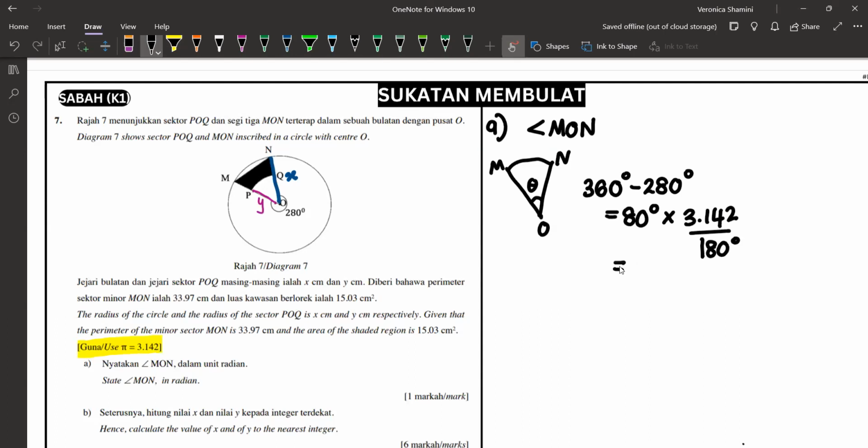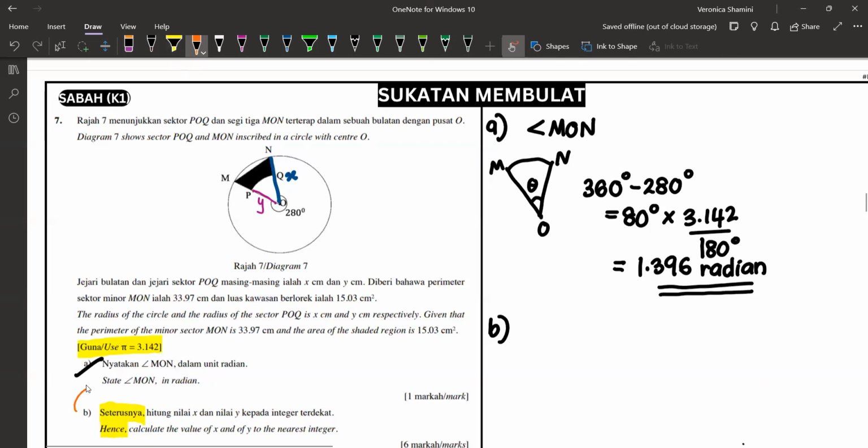Okay, 80 times 3.142. Okay, we get 1.396 radian. Okay, we managed to get the answer already. So, 1 markah. Okay, B. Seterusnya, okay, seterusnya means you must use the answer from A, just now. Okay, cari nilai X, cari nilai Y.